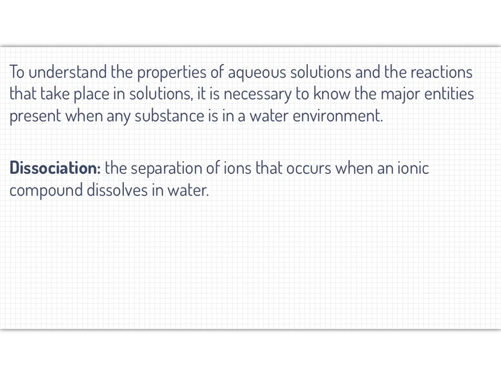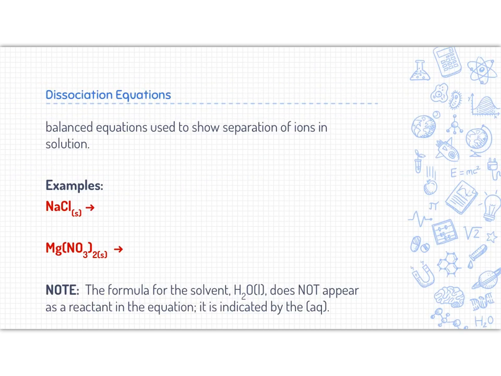So, to really understand what's going on in solutions, we need to know what is present in that solution. And so that's where we're looking at major entities. What is there? A dissociation is the separation of ions that occurs when an ionic compound dissolves in water. So we looked at the dissociation of NaCl when it created ion dipole interactions. A dissociation equation, though, is a balanced equation that is showing this separation.